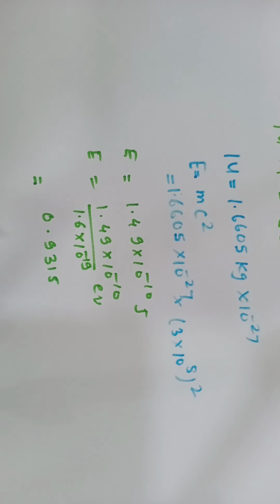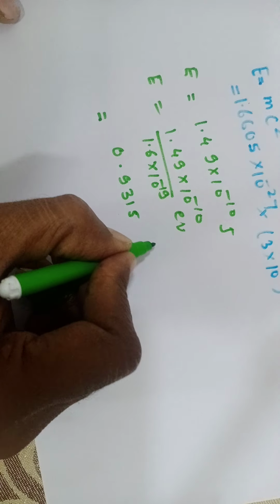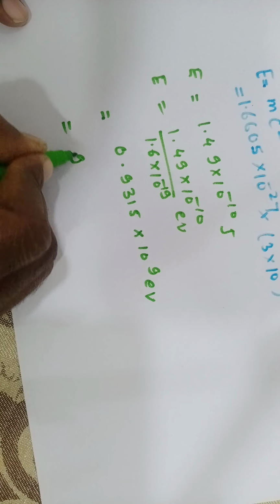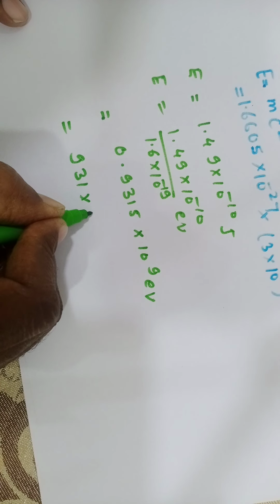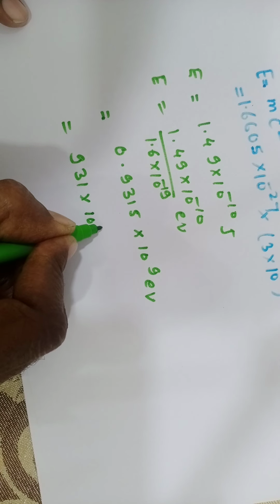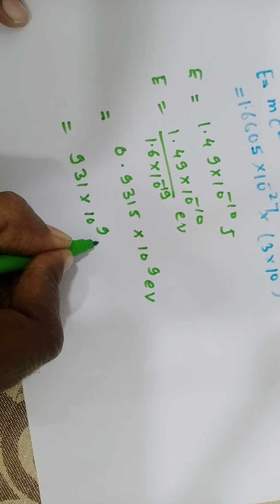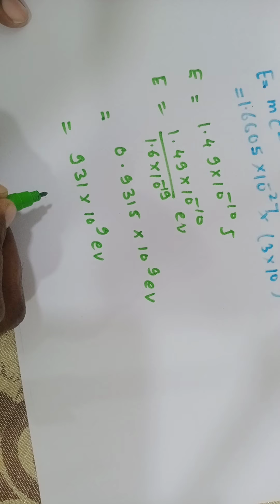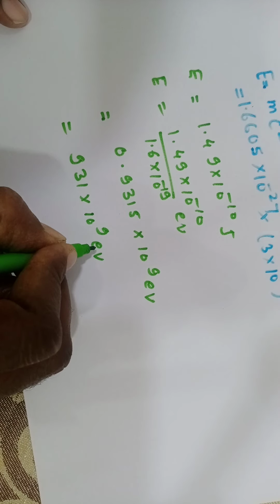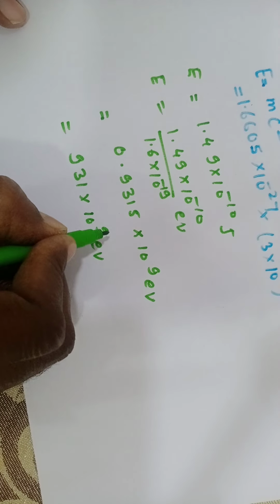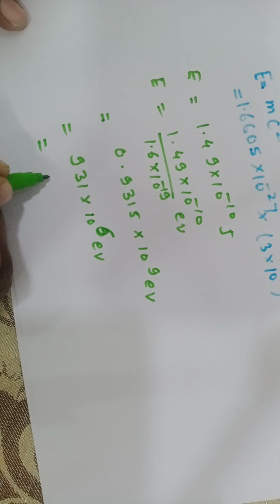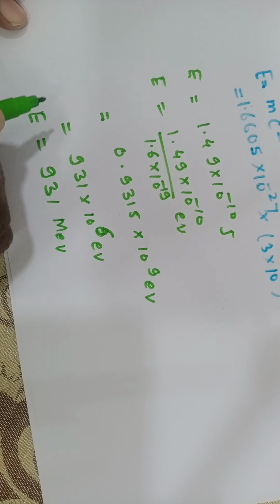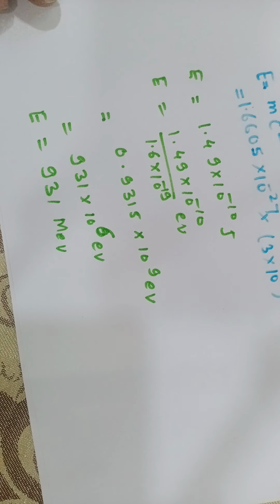It will come to 0.9315 × 10^9 electron volt, or we can say 931 × 10^6 electron volt. That means 931 million electron volt is the energy. So 1 u is equal to this much energy.